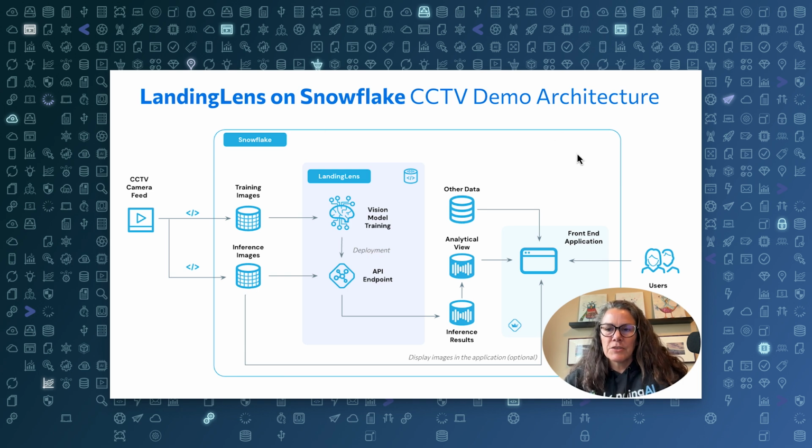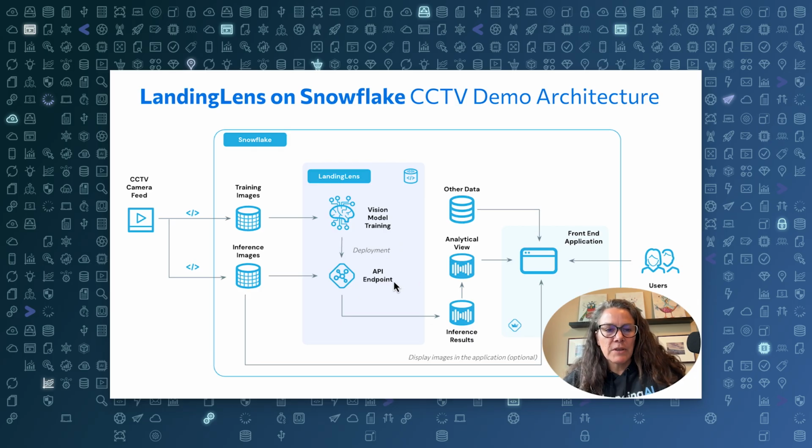So this large outer rectangle is Snowflake. So now we have our training images inside a Snowflake stage. And from there, we'll bring them into LandingLens. This is where we'll do the labeling and the vision model training, and then deploy that to an API endpoint.